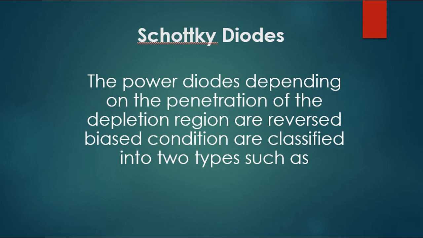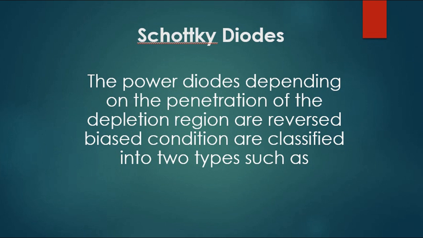Depending on the penetration of the depletion layer, power diodes based on reverse bias condition are classified into two types. I repeat: power diodes, depending on the penetration of the depletion region in reverse bias condition, are classified into two types. If you remember, before we came to this particular section, the first thing we discussed was the depletion region penetration and so on and so forth.